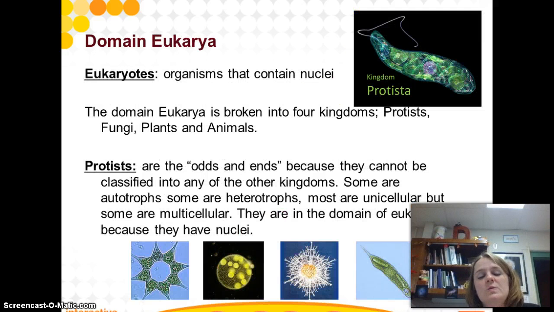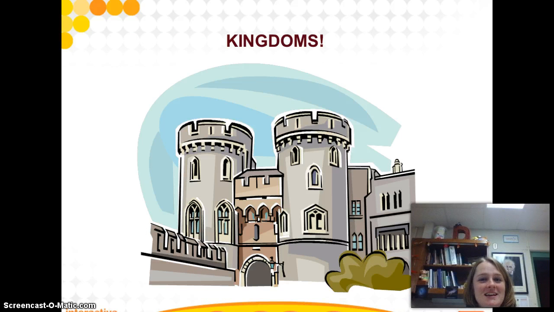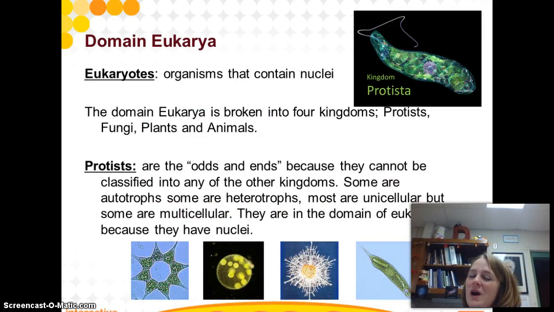And then last but not least, we have my favorite domain, which is Eukarya. Eukarya is the domain where things contain a nucleus. And then we break it into 4 kingdoms. Kingdoms? Did somebody say kingdoms? Yes, I did. But not that kind of kingdom. So the 4 kingdoms of Eukarya, which remember are the ones that contain a nucleus, are protists, plants, animals, and fungi.